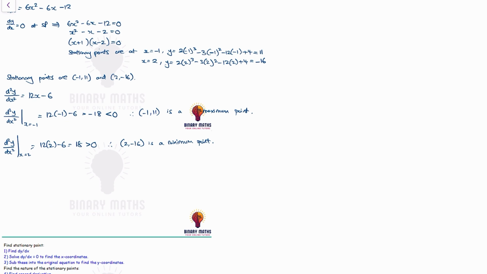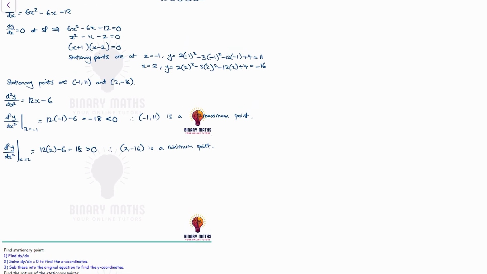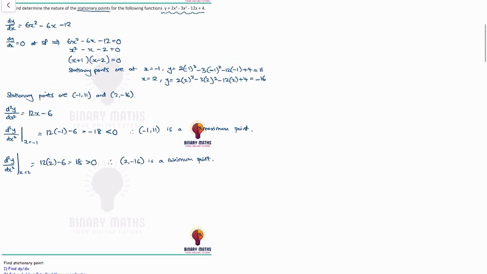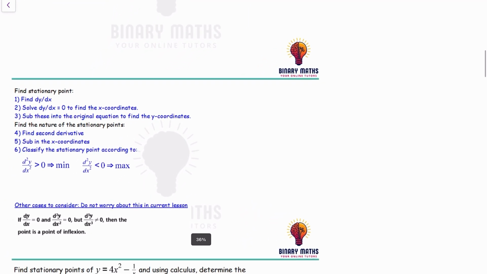So as you can see, if we look step by step at what I did, to find the stationary points, we need to find dy/dx. Then we need to equate dy/dx to 0 to find the x coordinates for which we have the stationary points. Substitute this into the original equation, so that's very important. Whichever function you were given at the beginning, you need to substitute into that to find the y coordinate.